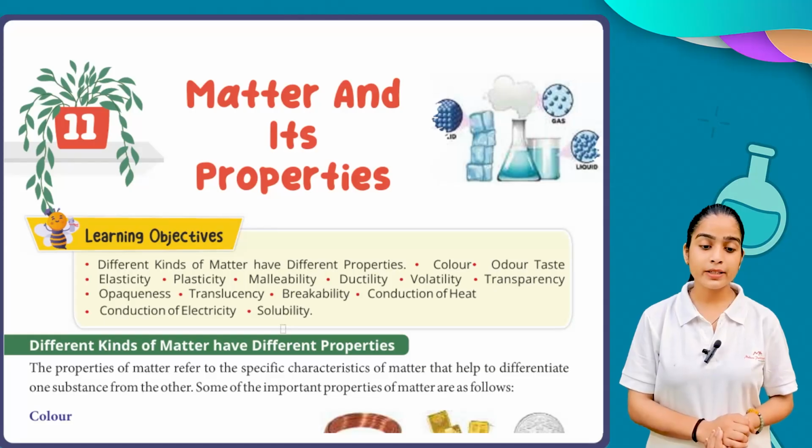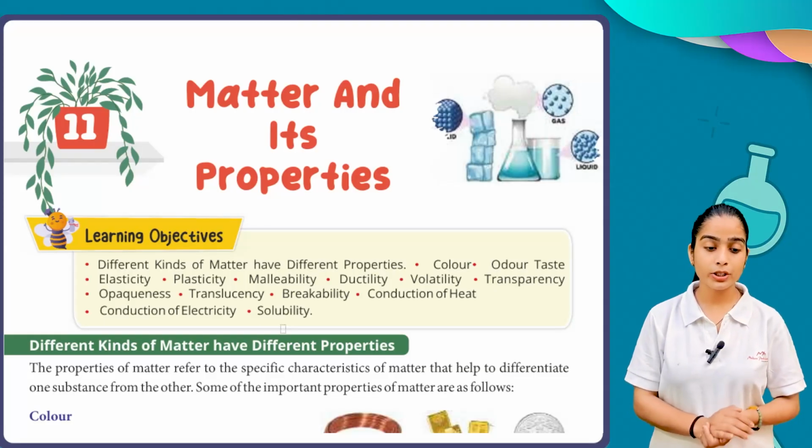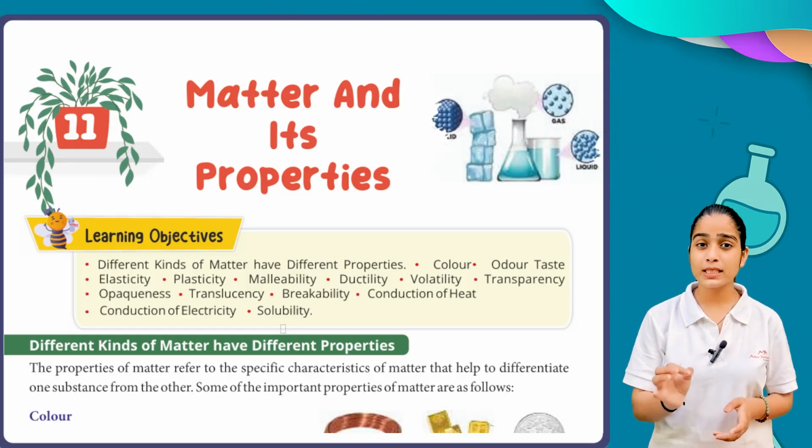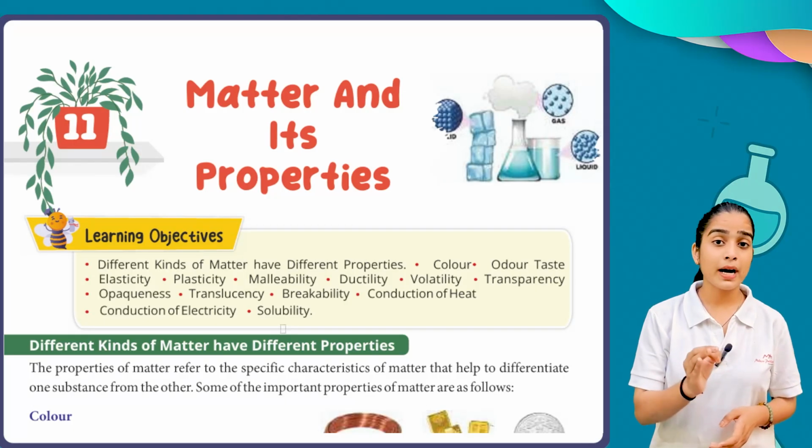Different kinds of matter have different properties: color, odor, taste, elasticity, plasticity, malleability, ductility, volatility, transparency, opaqueness, translucency, breakability, conduction of heat, conduction of electricity, and in the end we are going to learn about solubility. But before that we have to understand what is meant by matter.